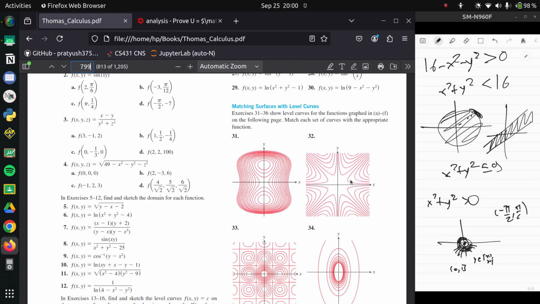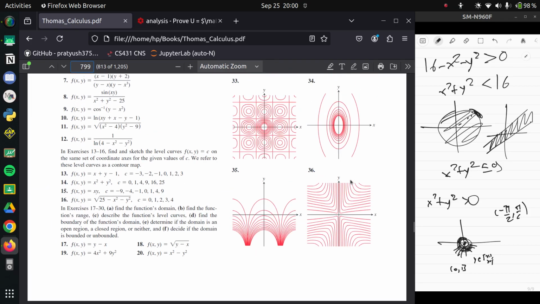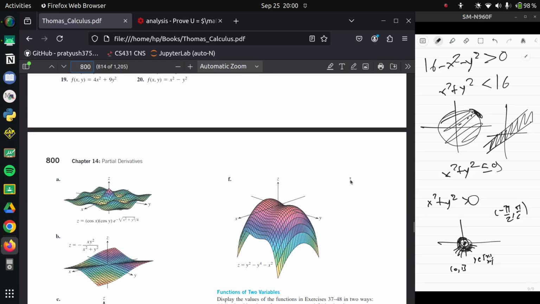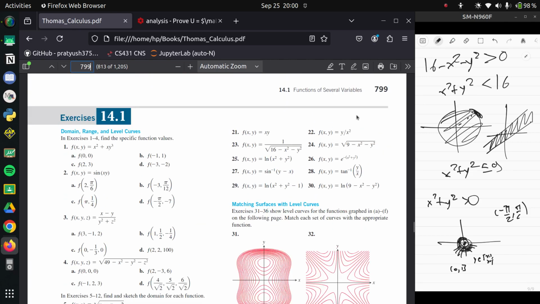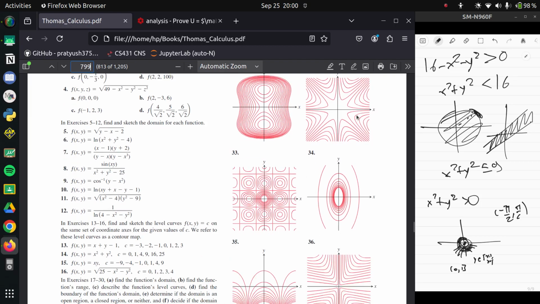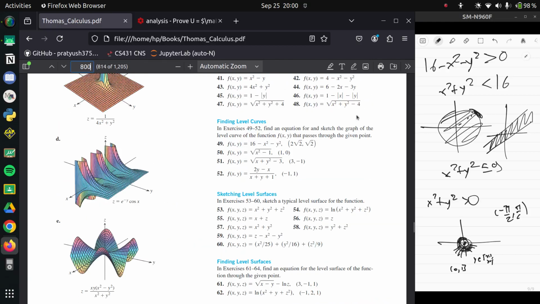Okay, matching surfaces with level curves. I'm not interested. Okay. What is this? What am I supposed to do with these things? A to F on the following page. Appropriate function. What appropriate function? What are you talking about? I don't know, I don't see any functions.